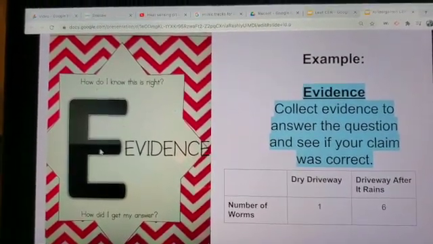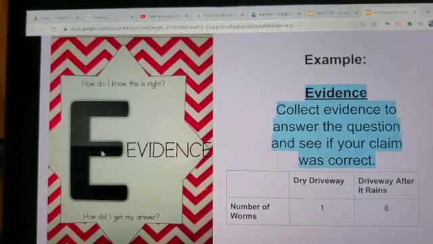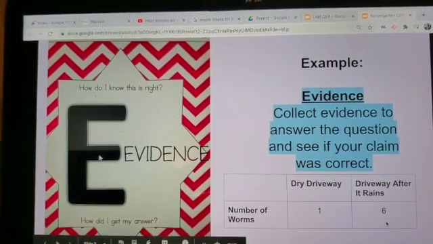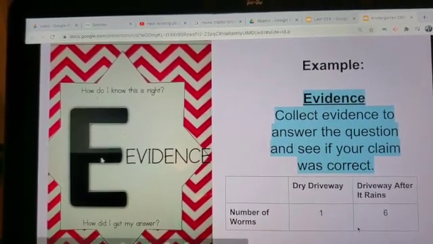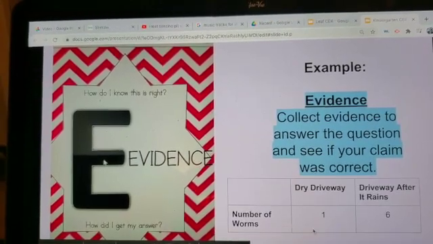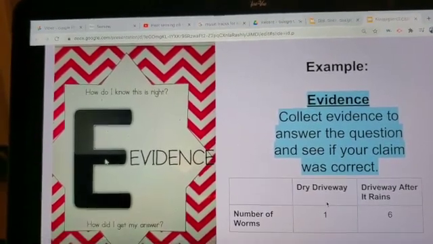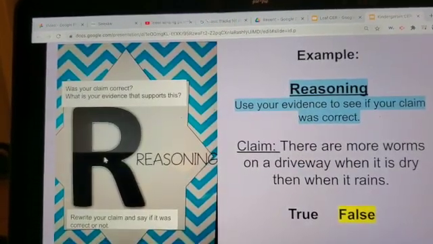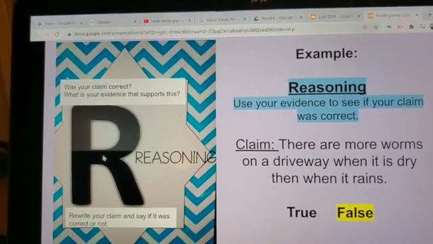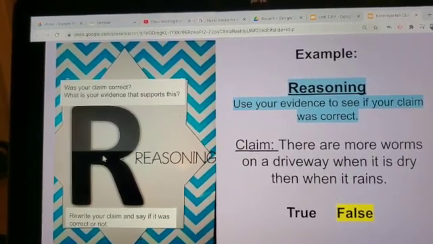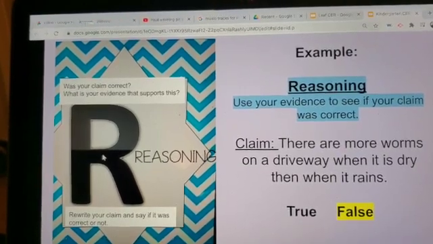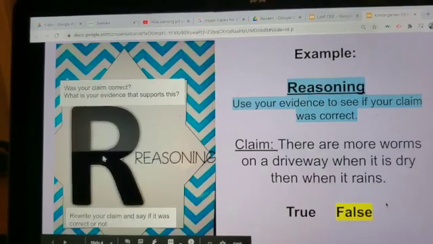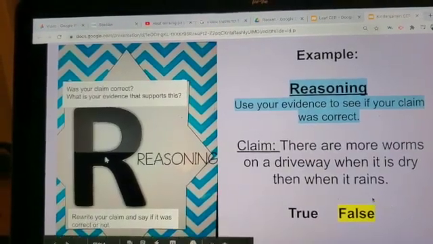So I might go outside after it rains one day and count how many worms I see. When I did that, I counted 6 worms. And then I go out on a different day and I count 1 worm when it's dry. So then I make my reasoning. My original answer was that there are more worms on a driveway when it is dry than when it rains. But that wasn't true. We had more worms after it rained.